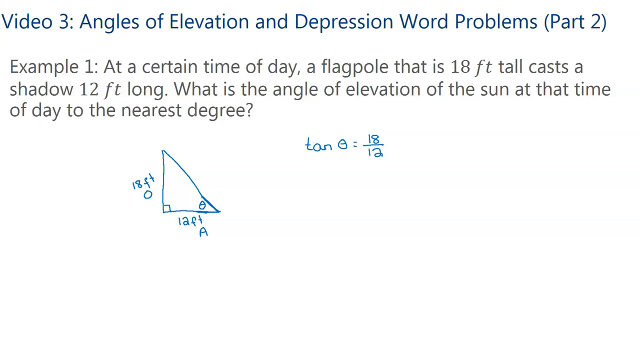Now in order to find an angle, we need to use our inverse trig functions. We need to use inverse tan or inverse cos or inverse sine. So here we use our inverse tan, which is tan negative 1 of 18 over 12. Now finding that button on your calculator and entering that, you should get an angle of 56 degrees. So we can say that the angle of elevation is 56 degrees.